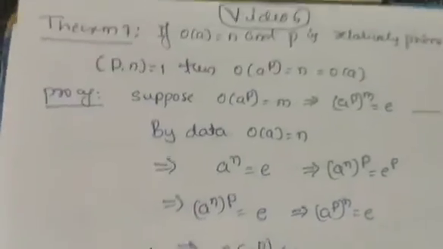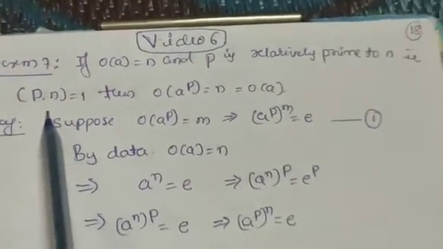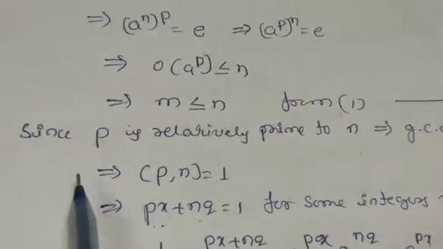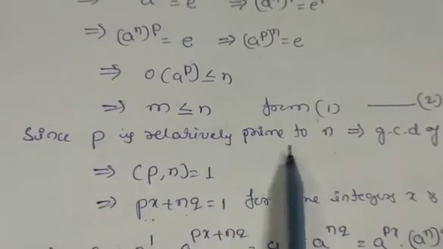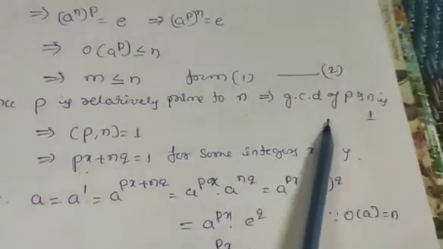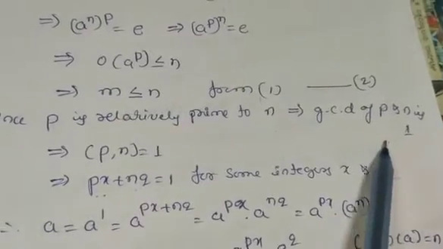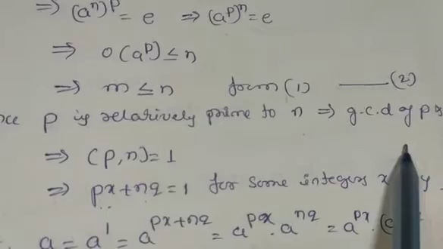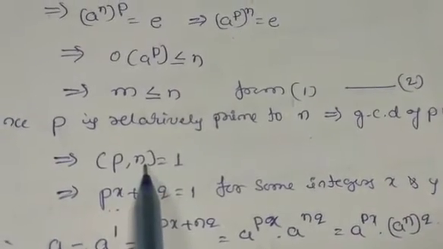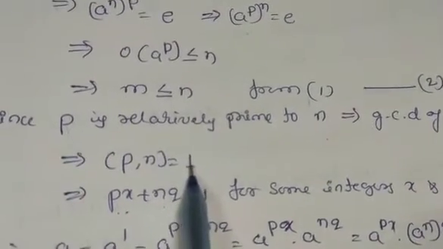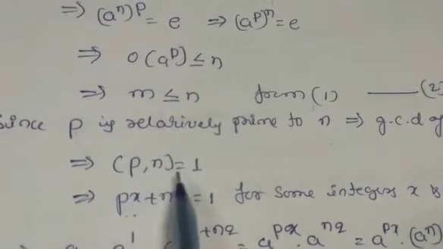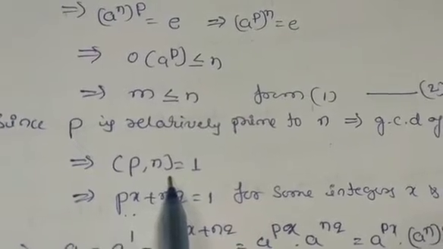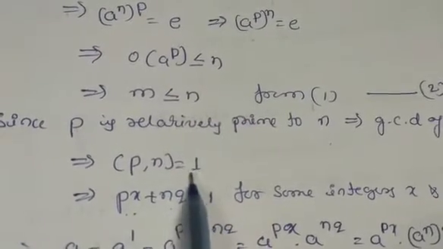Next, what is given? GCD of p and n is equal to 1 is given. Since p is relatively prime to n, that is GCD of p and n is 1. Relatively prime means they don't have any common divisors other than 1. The common divisor of both p and n is 1, so this is the GCD.